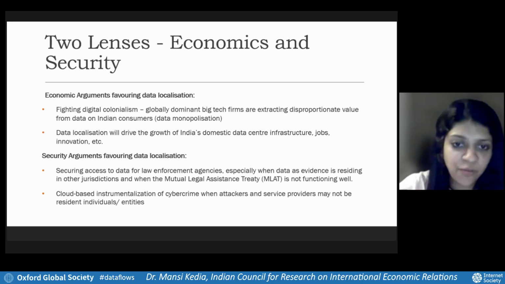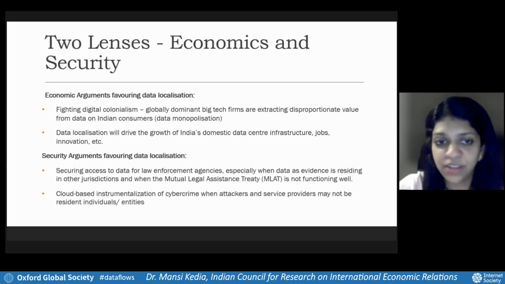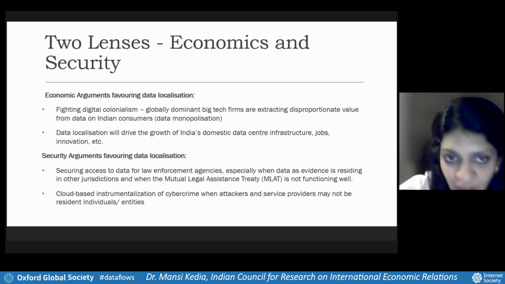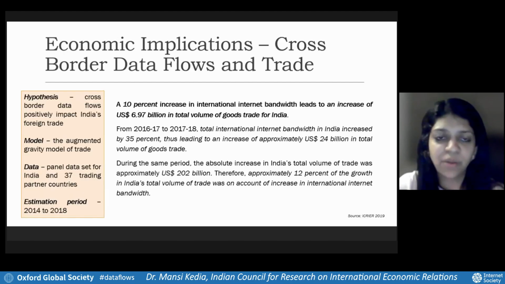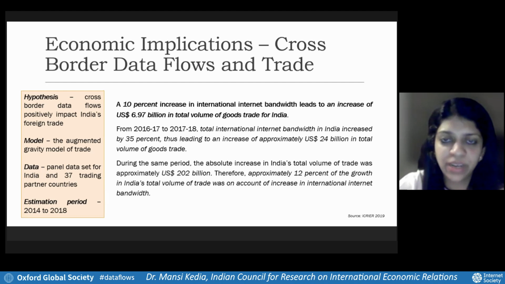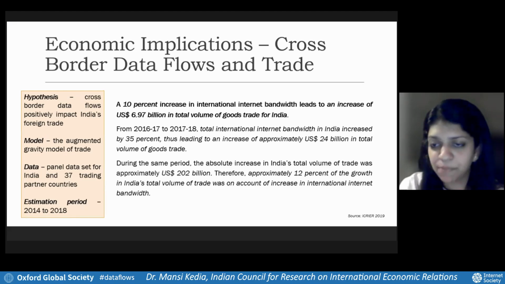And therefore, some softening or reconsiderations are at least emerging, if not making strong footholds yet. I'll talk a little bit about some research that we did and I was a part of, which established the economic implications. This is based on an econometric model where we try to look at how free flow of data really has an impact on digital trade.